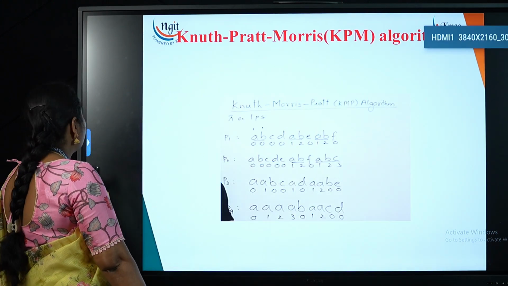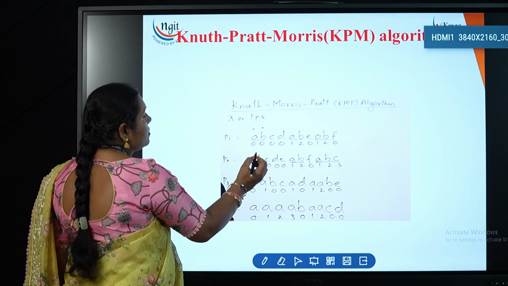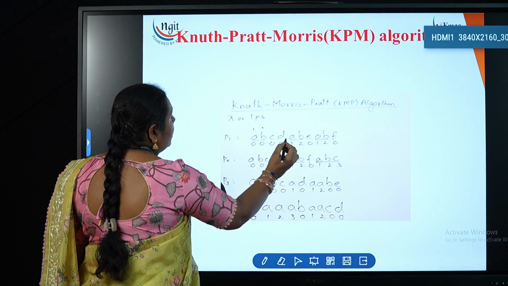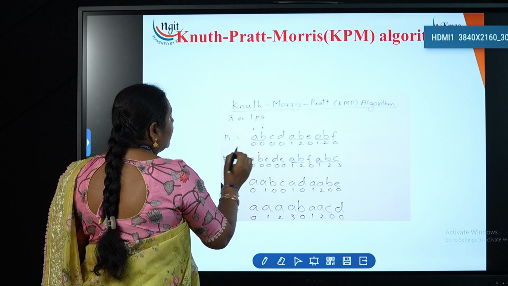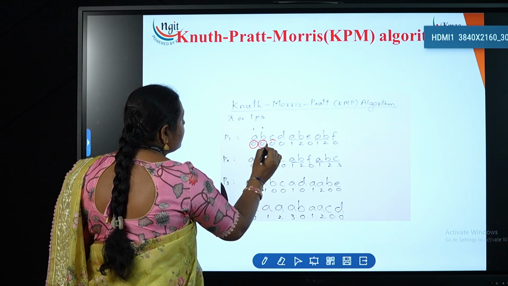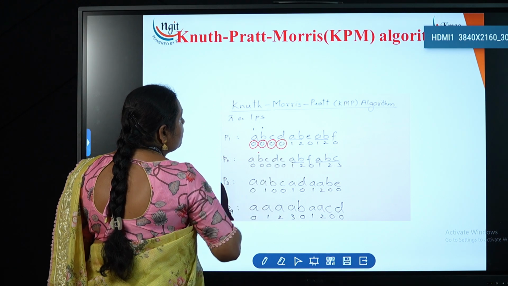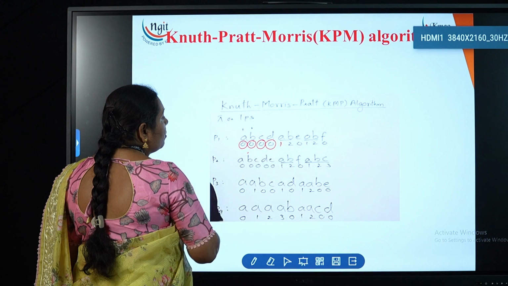So this is your example. Once you see the example, then you will understand. This is my pattern A, B, C, D, A, B, E, A, B, F. How I have written the pattern here: A has occurred only once, B has occurred only once, C has occurred only once. Once means all times I'll put 0. When again A is repeated, I'll mention 1.